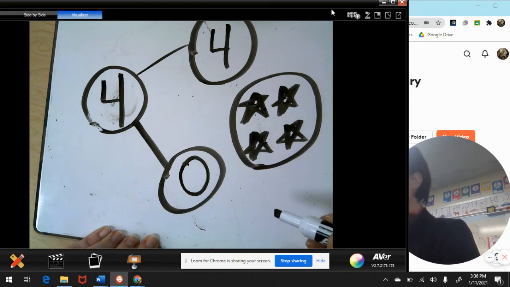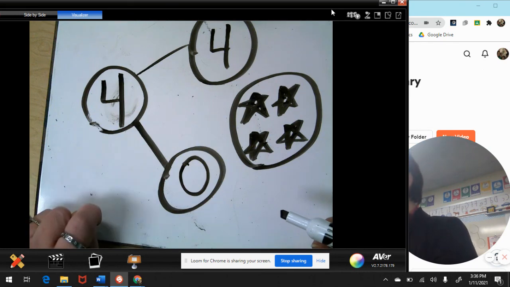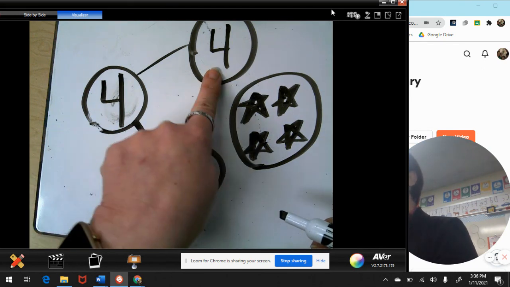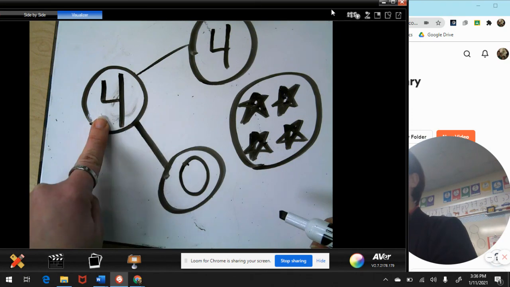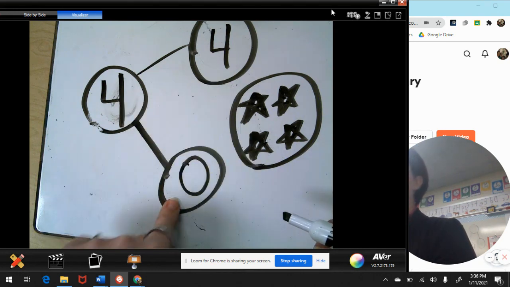0. Sometimes when we're working with 0, it gets a little confusing. But if one of your parts is the same number as your whole, then there's not any left over, right? So these two are the same, which means there's none in this part.